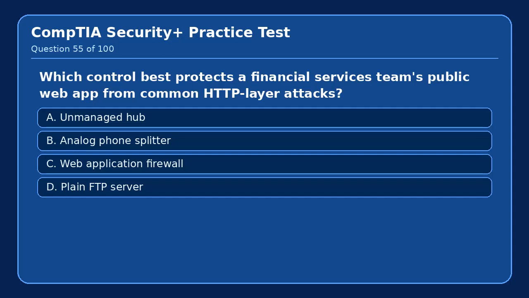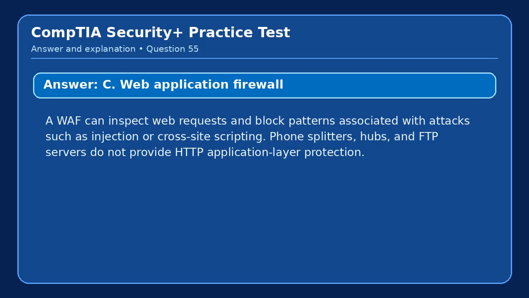Question 57. How can a data analytics unit govern cloud app use and enforce policy between users and SaaS platforms? A. Open guest account. B. Cloud access security broker. C. Serial console cable. D. An encrypted telnet. Take a moment to choose your answer. The answer is B. Cloud access security broker. A CASB provides visibility and policy enforcement for cloud service usage. Console cables, telnet, and guest accounts do not govern SaaS access or data controls.